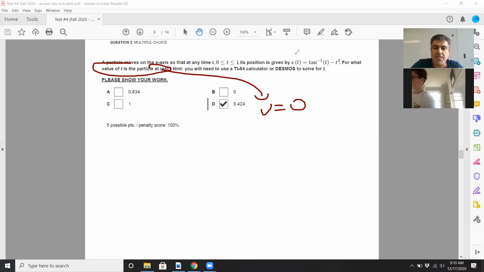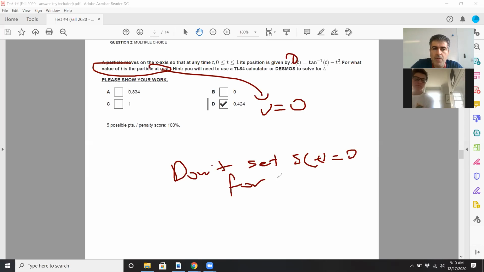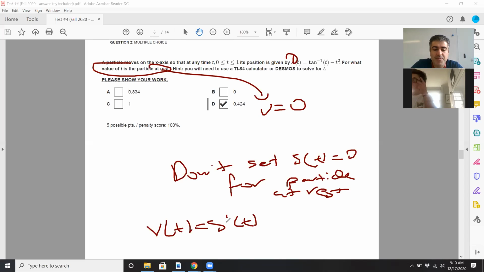So some of you guys just set this equal to 0, and that's actually incorrect. You don't set S of t equal to 0 for a particle at rest. You never ever do that. Instead, what you want to do is find the velocity. Remember, it's a calculus class, right? You got to do some calculus work. So v of t is s prime of t. Take the derivative. That's an easy one.